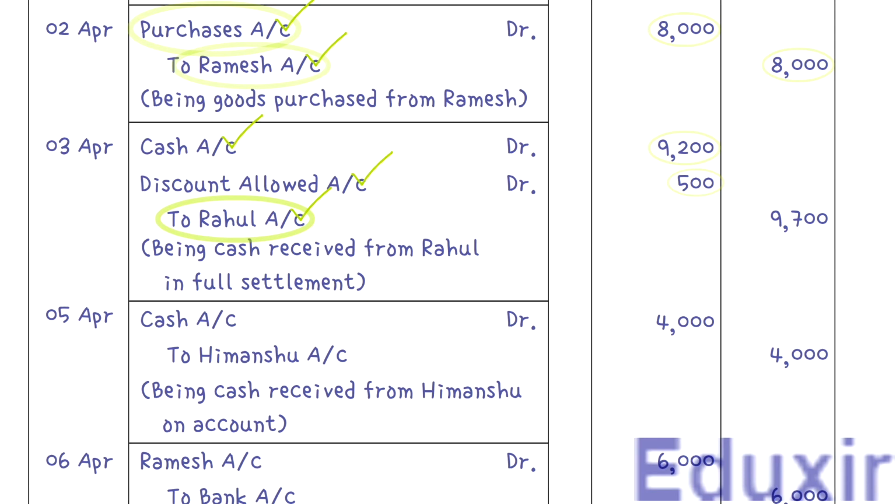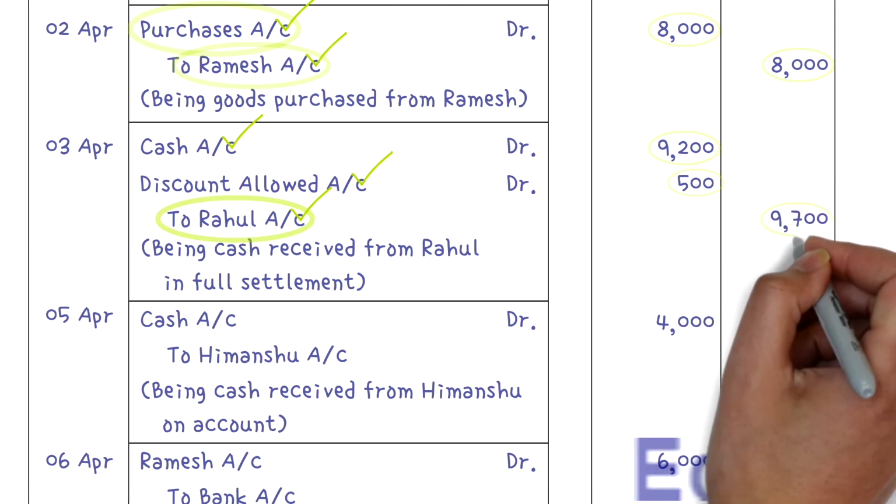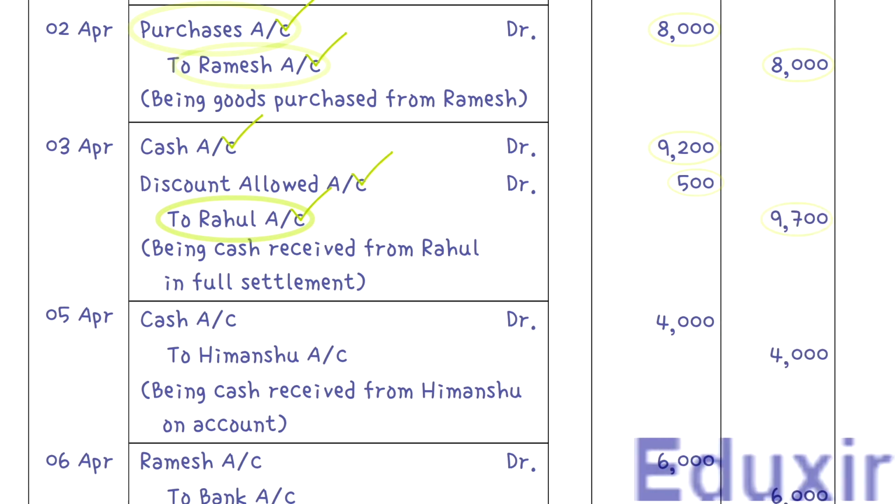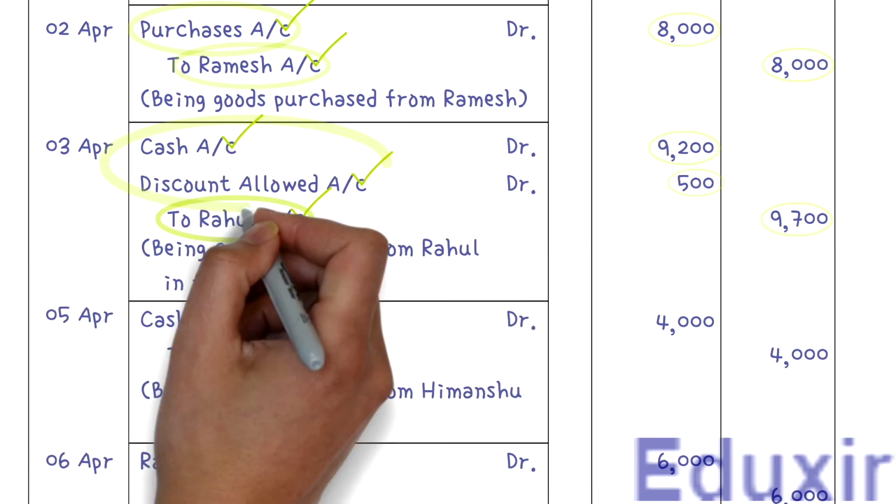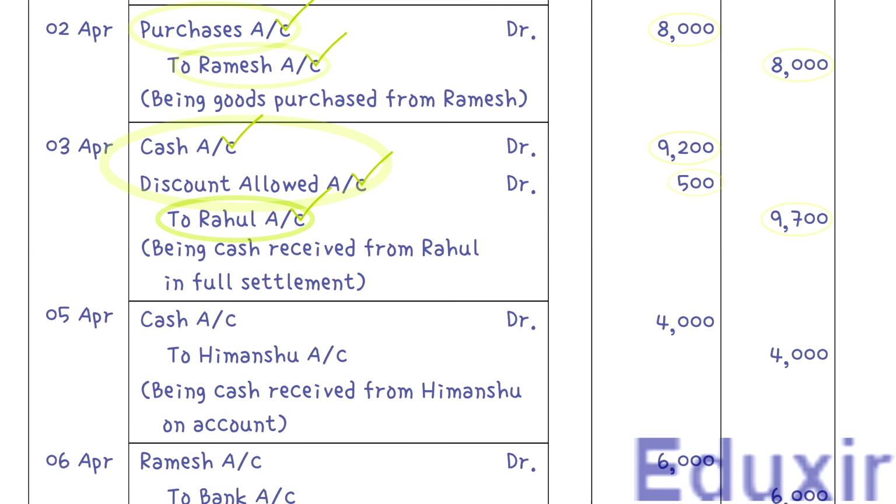Also note that the credit amount of 9700 rupees will not be posted as one entry. It will be split and posted as 9200 rupees and 500 rupees for both cash and discount allowed account. Note that the details that need to be posted into the particulars column is both cash account and discount allowed account. As we already have Rahul account, let us now post this entry into that account.